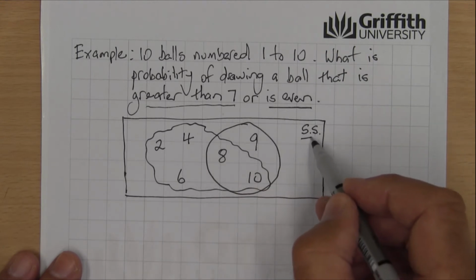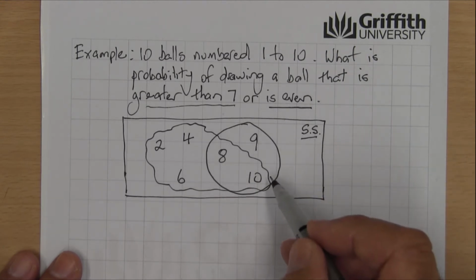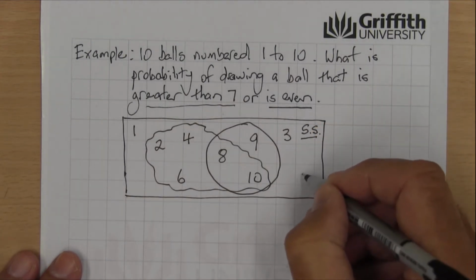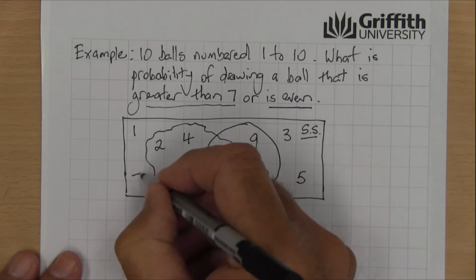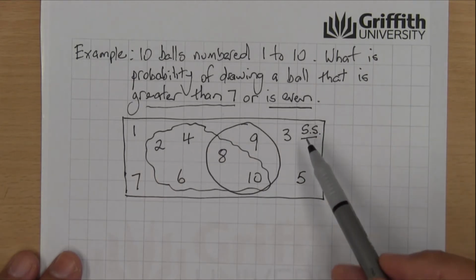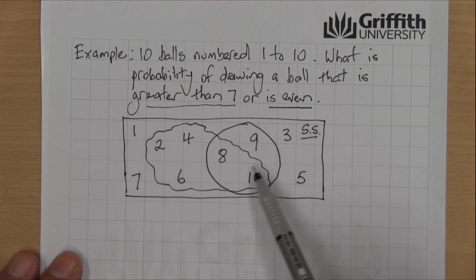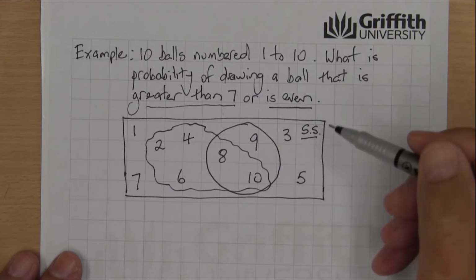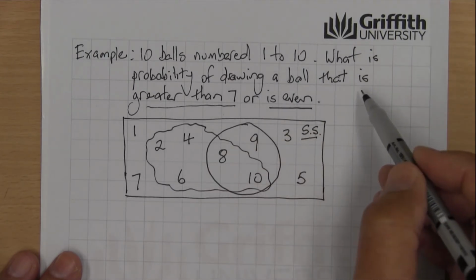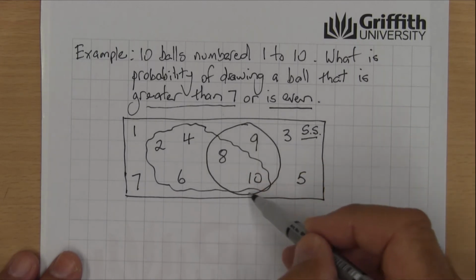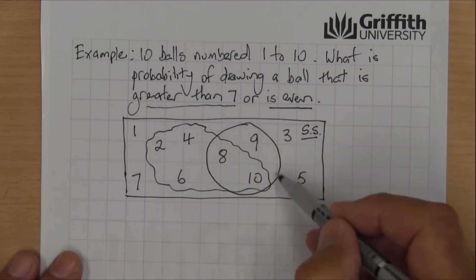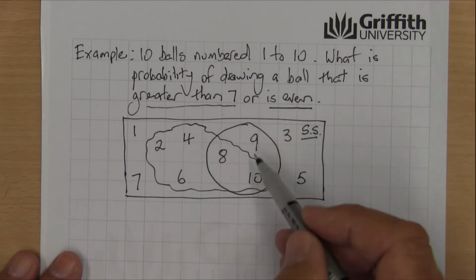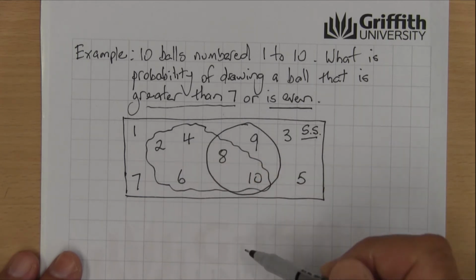So that's not the total. Sample space are all possible outcomes. So we still haven't got 1, we still haven't got 3, 5 and 7. So we've got the total sample space now: 1, 2, 3, 4, 5, 6, 7, 8, 9, 10. That's all possible outcomes. So what is the probability of drawing a ball that is greater than 7? Greater than 7 is this event here, 8, 9, 10. And or is even, not and, or is even, is this one here.